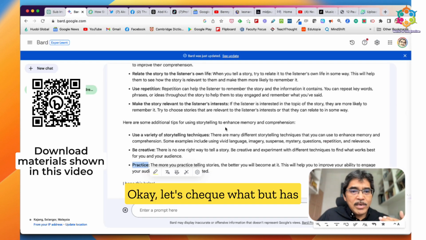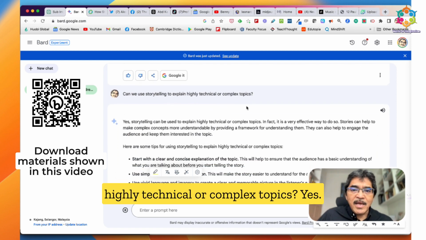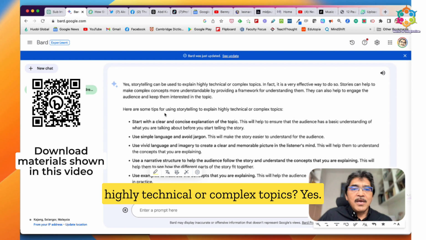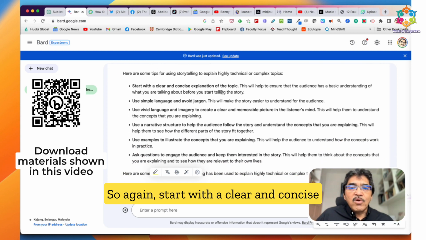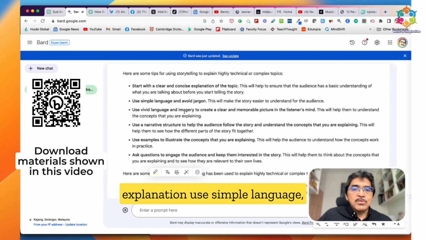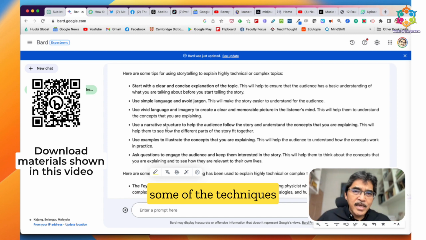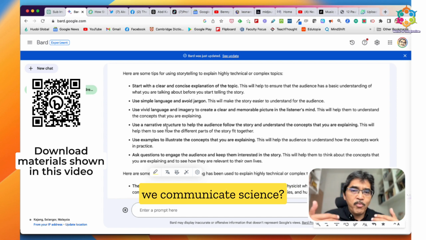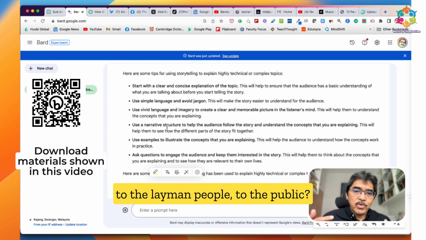Let's check what Bard has to say about this. Can we use storytelling to explain highly technical or complex topics? Yes. So again, start with a clear and concise explanation. Use simple language. Avoid jargon. Use vivid language. These are actually some of the techniques, not only in storytelling but in the science communication area. How do we communicate science? How do we communicate our research and technical stuff to laypeople, to the public?